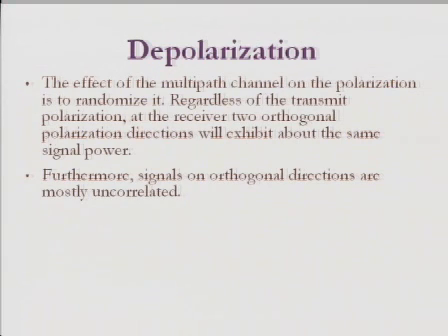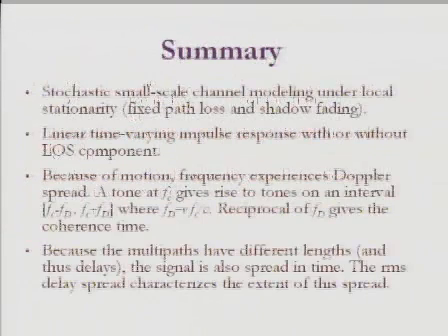So what we receive from vertical polarization is going to fade independently of what we get in the horizontal polarization. So this is a very useful property which can be exploited, and we will exploit it later. So at this point, that's all I want to say, that the multipath channel randomizes the polarization, and that orthogonal polarization directions exhibit about the same power and independent fading. Okay? So, summary, and you're out of here.